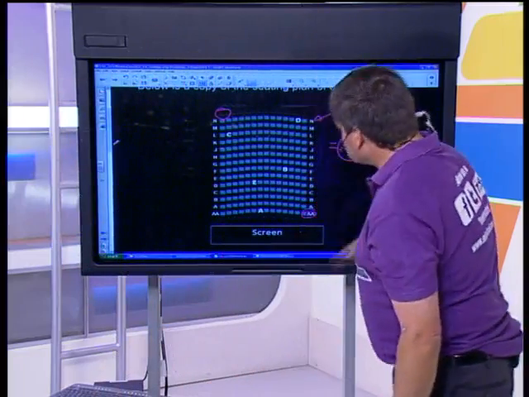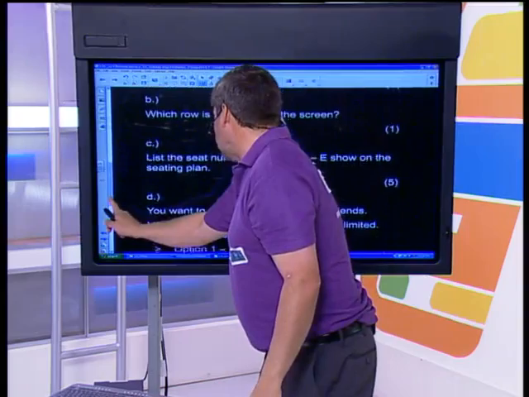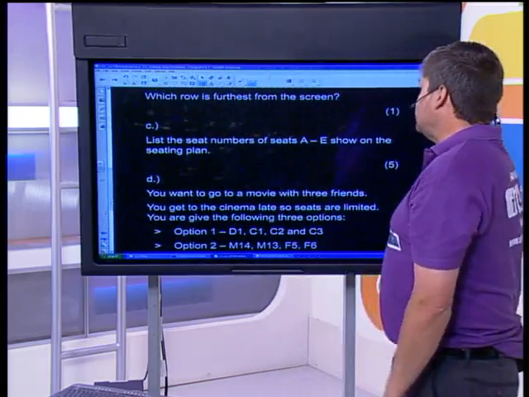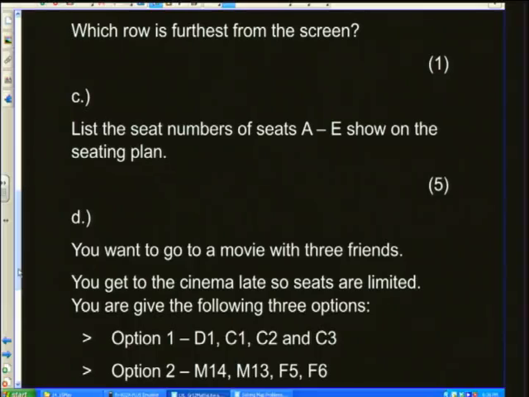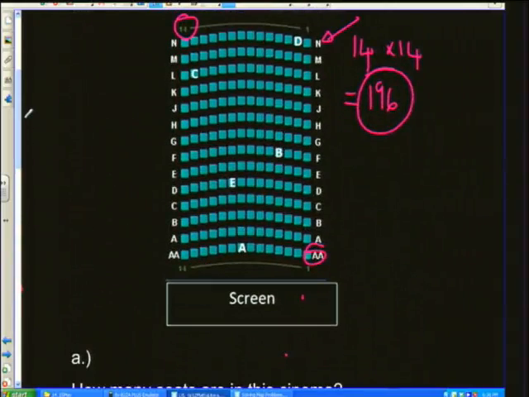Okay, so that's the number of seats in the row right at the back. Now my next question that they ask us is this. List the seat numbers of seats A to E shown on the seating plan. Okay, so seat A. What is seat A? Well, we know seat A is row AA number 1, 2, 3, 4, 5, 6, 7, 8. So it's AA8. So if I'm seated over here, what's my ticket got to say? It's got to say AA8.